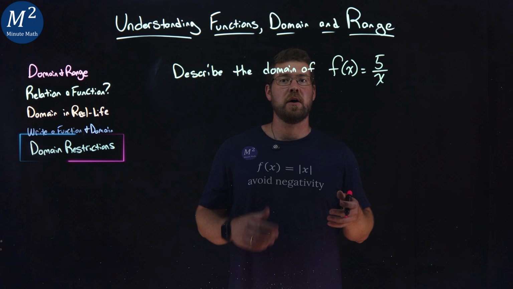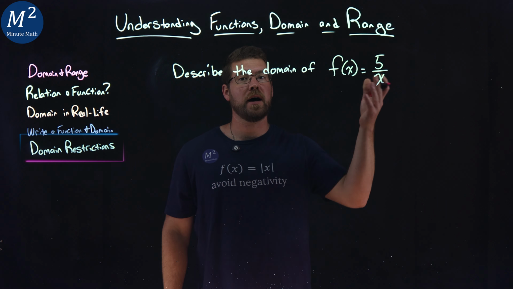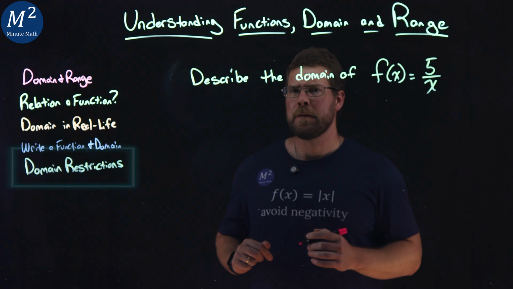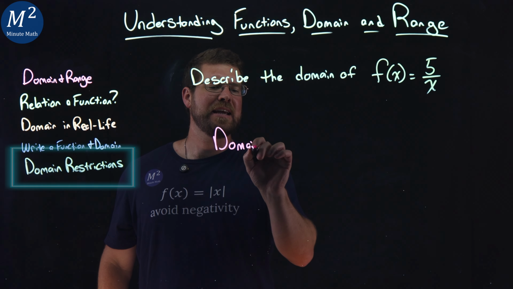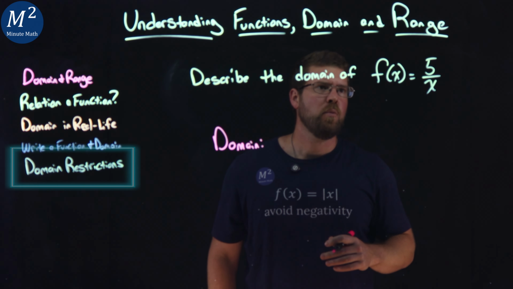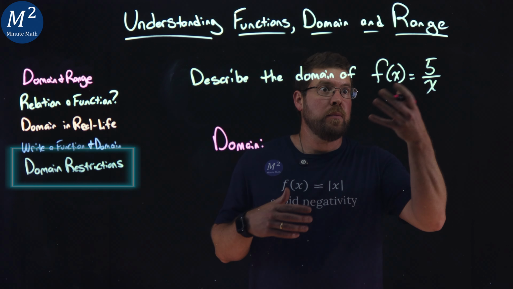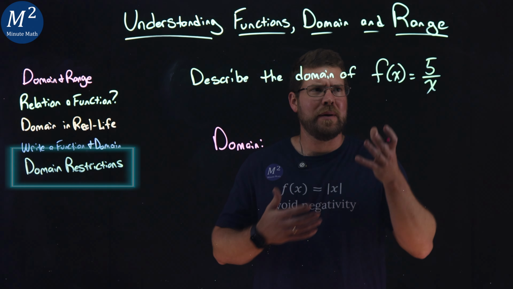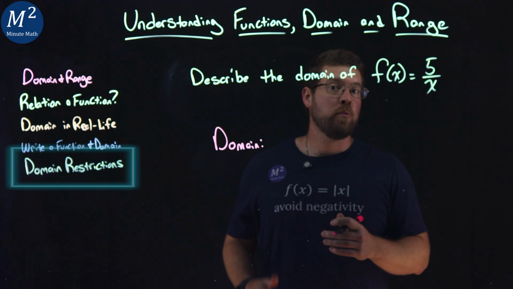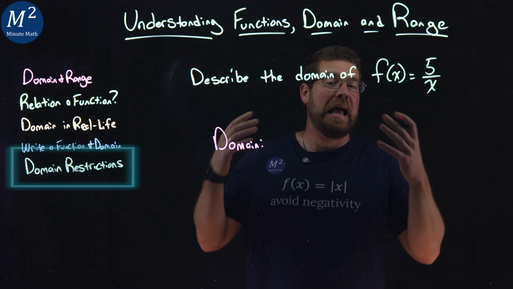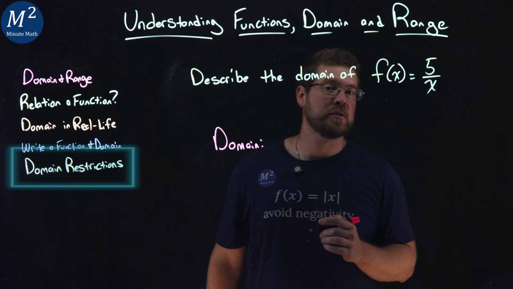Describe the domain of f of x is equal to 5 over x. This one's a little tricky here. What is our domain here? We got to describe that. Well, what values for x can we plug in? That's really our domain that we can put into our equation and it produces something. And the reality here is anything except for one number specifically.